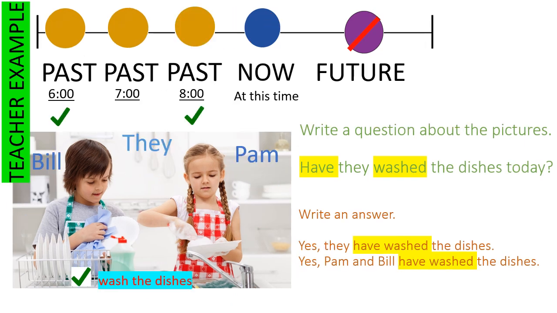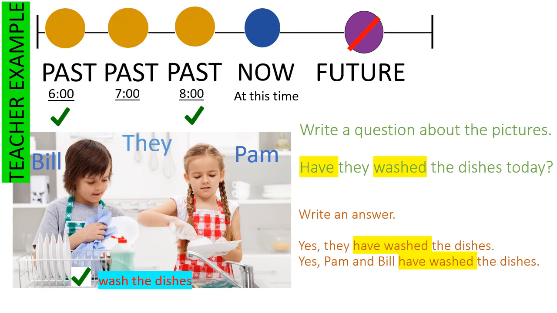So here is another teacher example. So again, write a question about the pictures. If you notice, this timeline is different. So now here I see 3 different times in the past and now. Okay, so I need to write a question that's asking about the past different times until now.